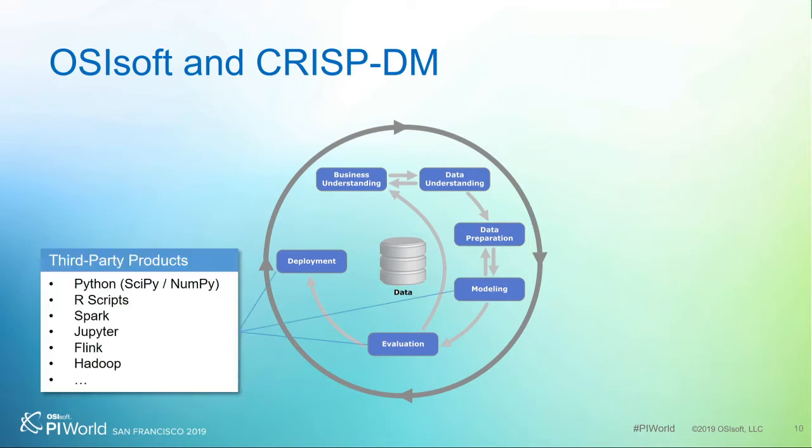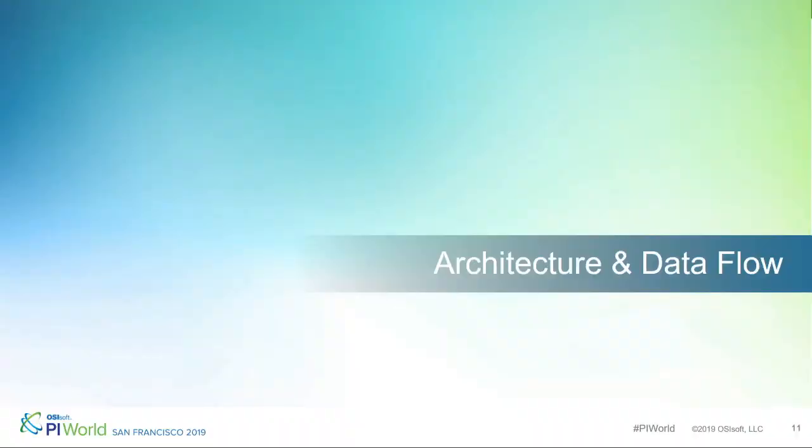And then comes some parts that we don't do. And let's face it, it's not our expertise. For modeling, for instance, you need third parties. You can use your own Python script, R script, Spark, that's what you're going to use today, Jupyter, Flink, Hadoop, whatever you want, for modeling, for evaluating and deployment. So today, what we're going to do is this.